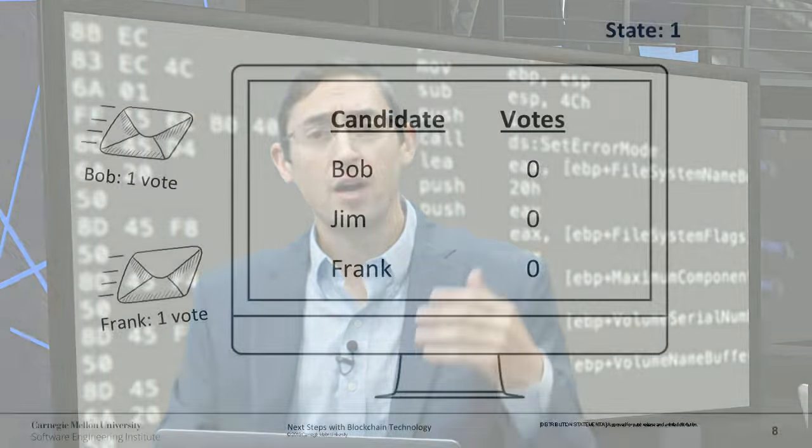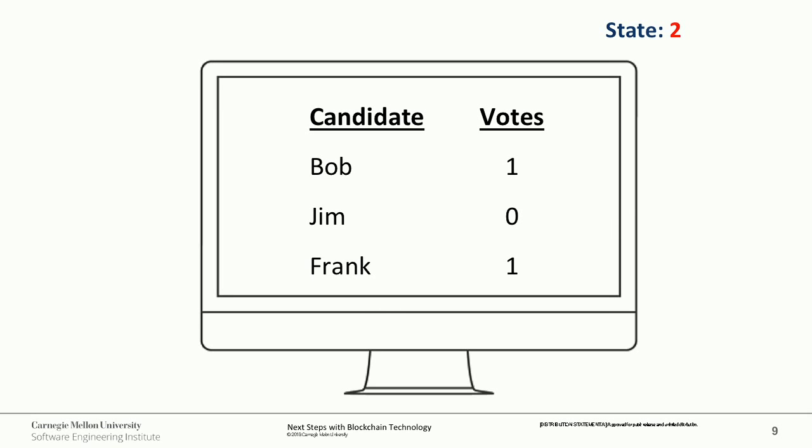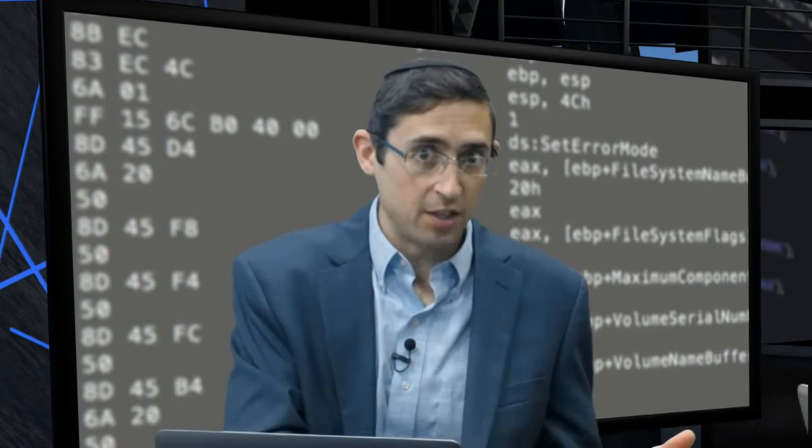So let's move forward. All of a sudden I get a vote for Bob and I get a vote for Frank. And you can see those are coming in as messages. That's how I'm representing the transactions. They arrive, and now the system's going to update. So in state 1, I only have no votes for anyone. I got these 2 messages, so let's move to state 2. Now I update the system, and I have 1 vote for Bob, 1 vote for Frank. You can see that this has now progressed from state 0 to state 1.